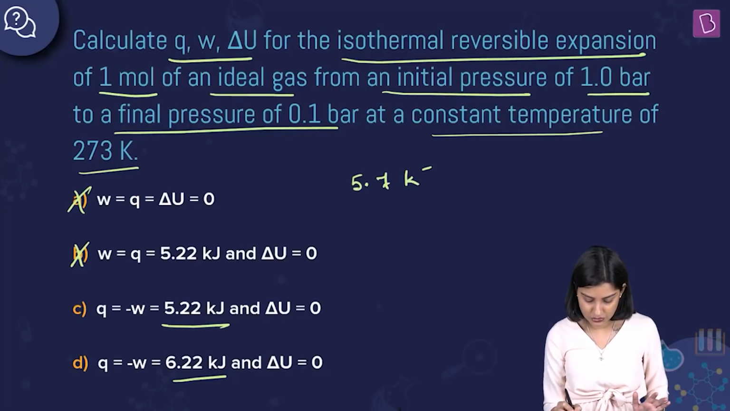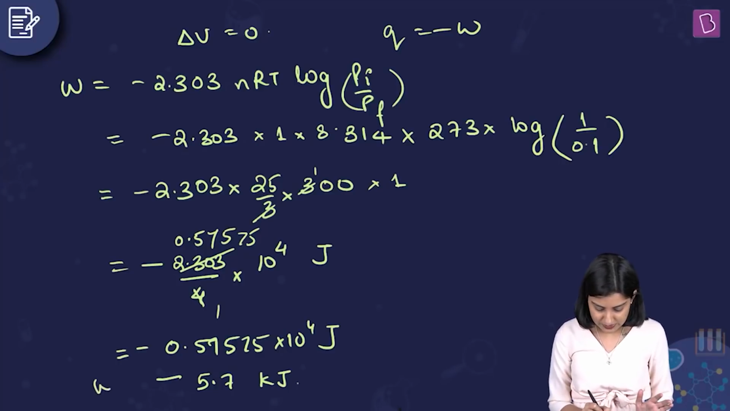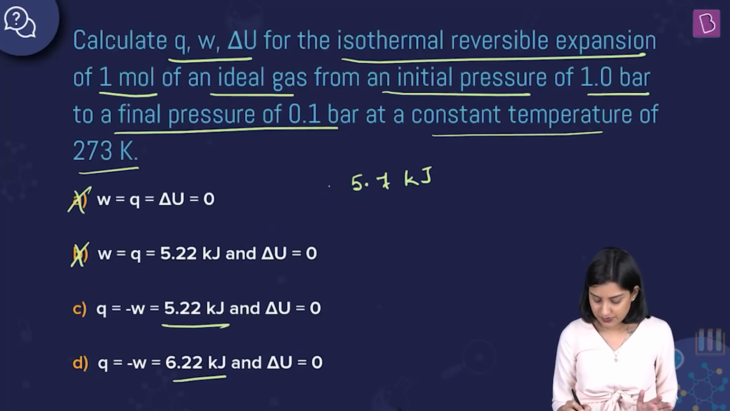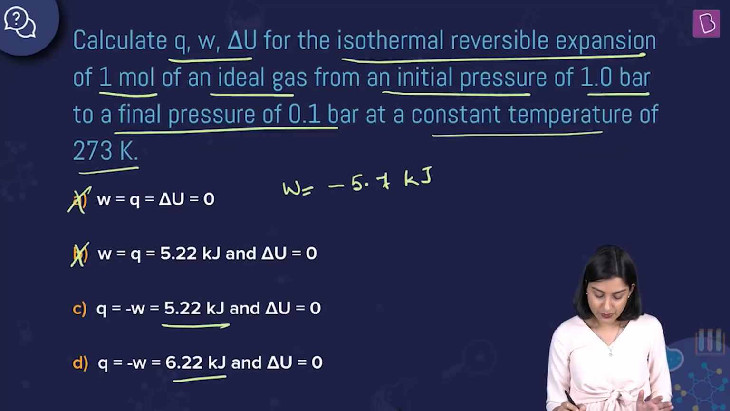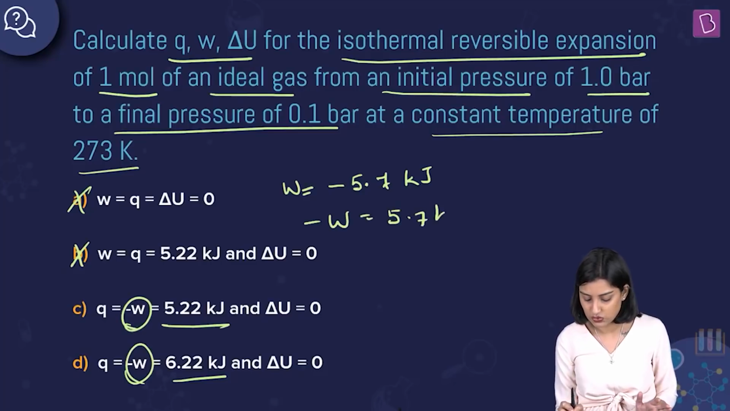So we got 5.7 kilojoules, but this is going to be a negative value, correct? Because this is work done. So, this is work done, which means here they're talking about minus W. So, minus W is going to be 5.7 kilojoules.